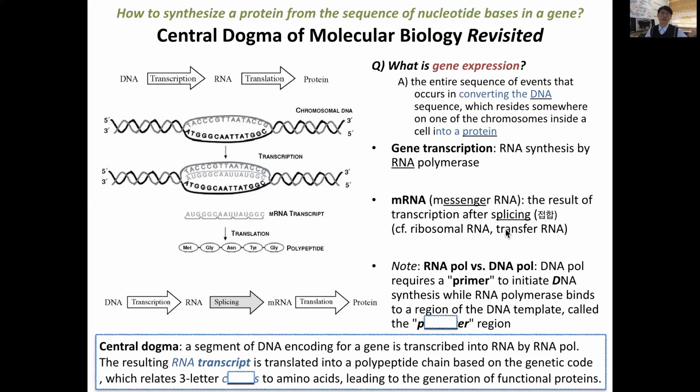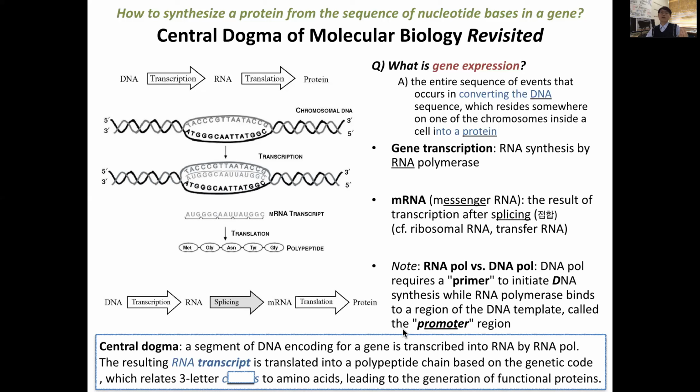So we heard that DNA polymerase is for DNA replication and RNA polymerase is for gene transcription. So let's compare RNA polymerase versus DNA polymerase. DNA polymerase requires a primer region of DNA to initiate DNA synthesis, while RNA polymerase binds to a region of the DNA template called the promoter region.